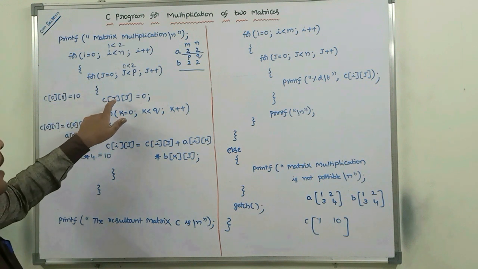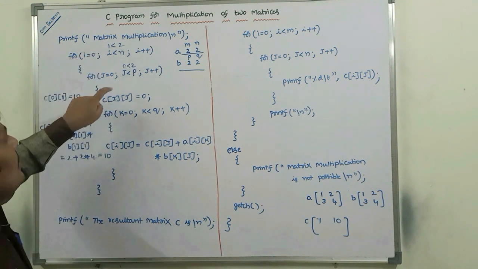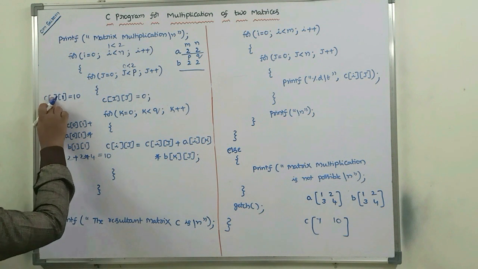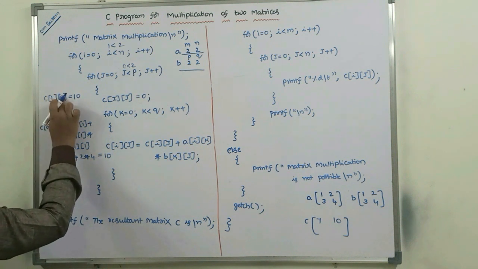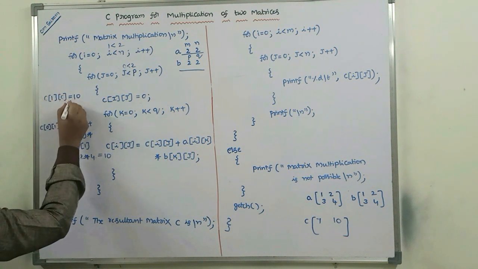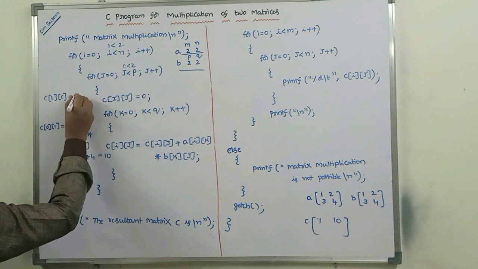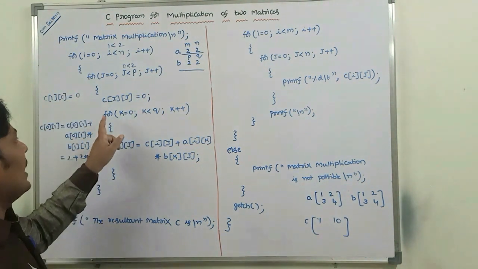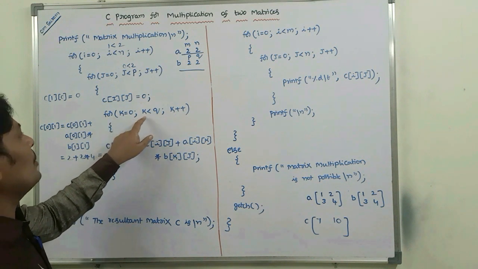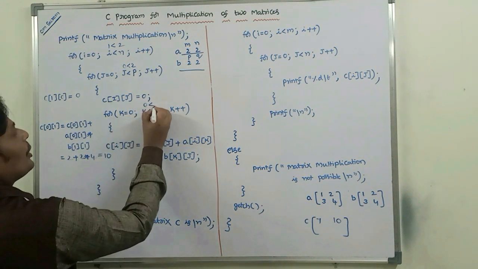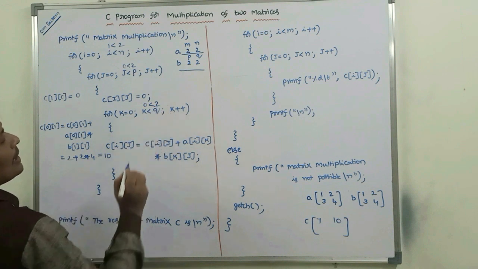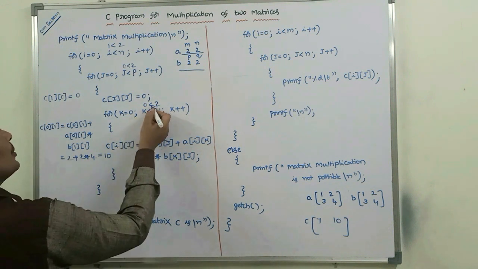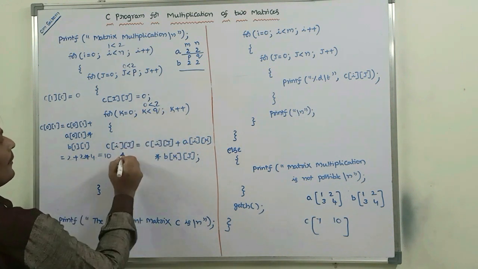C of i j. I value 1, j value 0. C of 1, 0. Initially I am taking 0. C of 1, 0 is equal to 0. Next, for k equal to 0, 0 less than q value is 2. 0 less than 2. Condition true. Then the control goes to the body of this for loop.